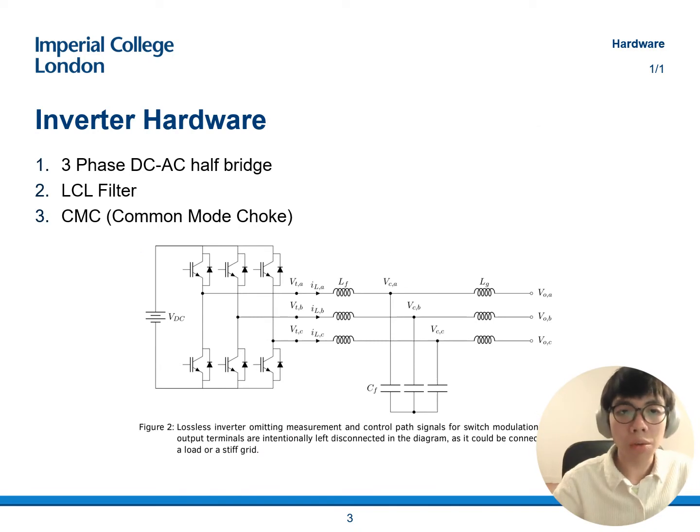Moving on to the hardware, there are three main parts of the inverter system, namely the three-phase half bridge, which converts the DC voltage to a three-phase AC, an LCL filter, which suppresses the current ripple, as well as a common mode choke, which is not shown on this diagram, but it helps reduce the change in common mode voltage, which is the difference between the capacitor neutral and the DC ground on this diagram.